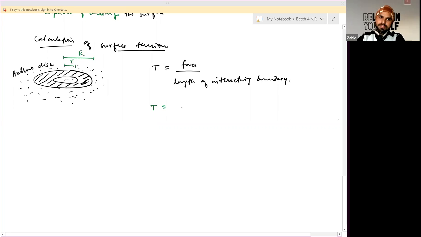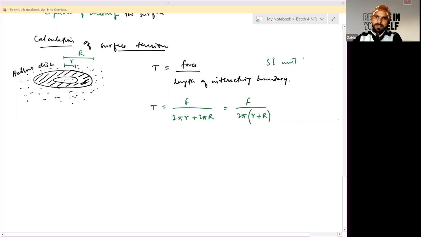So surface tension in this condition will be force divided by length of its interacting boundary. So 2 pi r from inside and 2 pi R from outside. If we take 2 pi to be common, you'll get r plus R. So from this, we can say surface tension equals force divided by length of its boundary. So SI unit will be Newton per meter. Is it clear? Yes, sir.